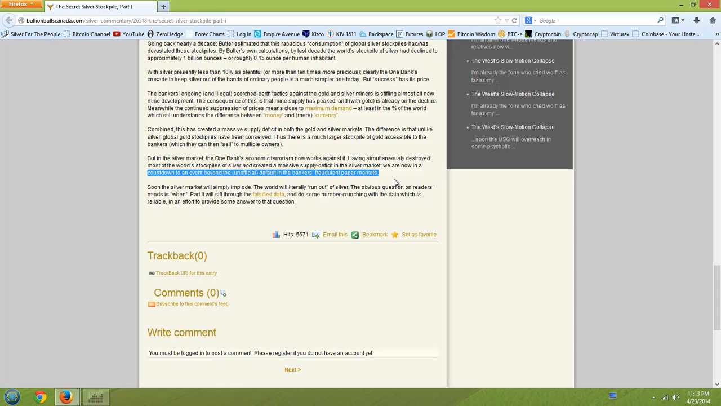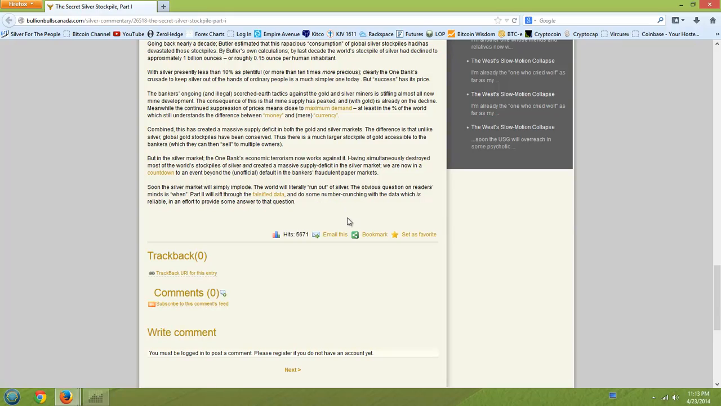in the bankers' fraudulent paper markets. Soon the silver market will simply implode. The world will literally run out of silver. The obvious question on readers' minds is when. Part 2 will sift through the falsified data and do some number crunching with the data, which is reliable, in an effort to provide some answers to that question.